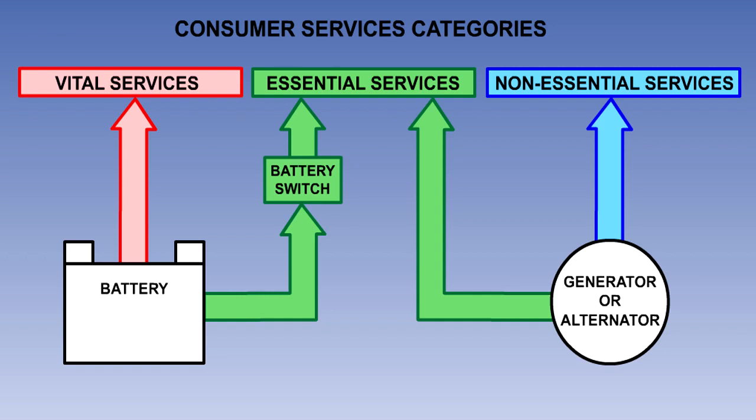Non-essential services are those which can be isolated in an in-flight emergency for load shedding purposes. Load shedding is expanded upon later in this lesson. Non-essential services are normally only supplied by a generator or alternator.